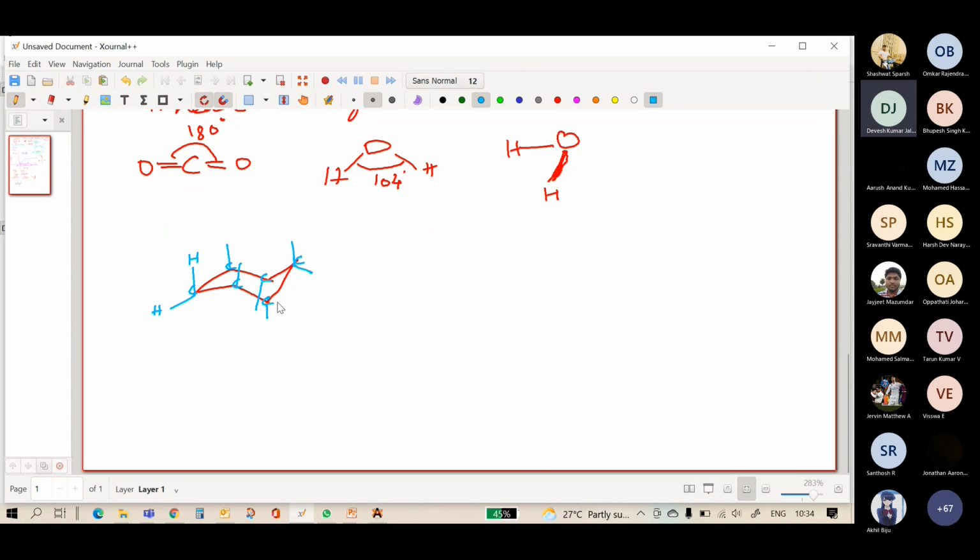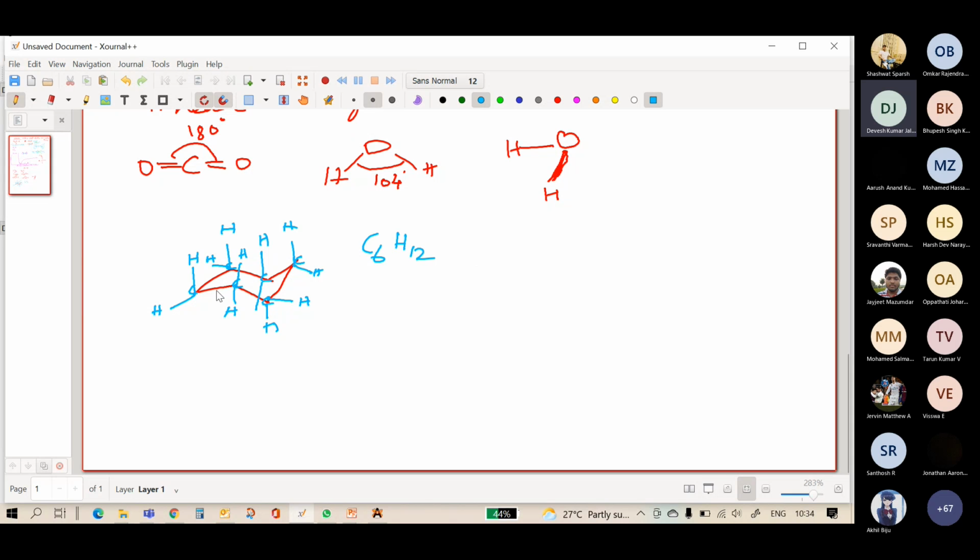And if you carefully look at each carbon, every carbon has a tetrahedral structure. Okay, so you will have C6H12. Okay, 6 carbons and 12 hydrogens.